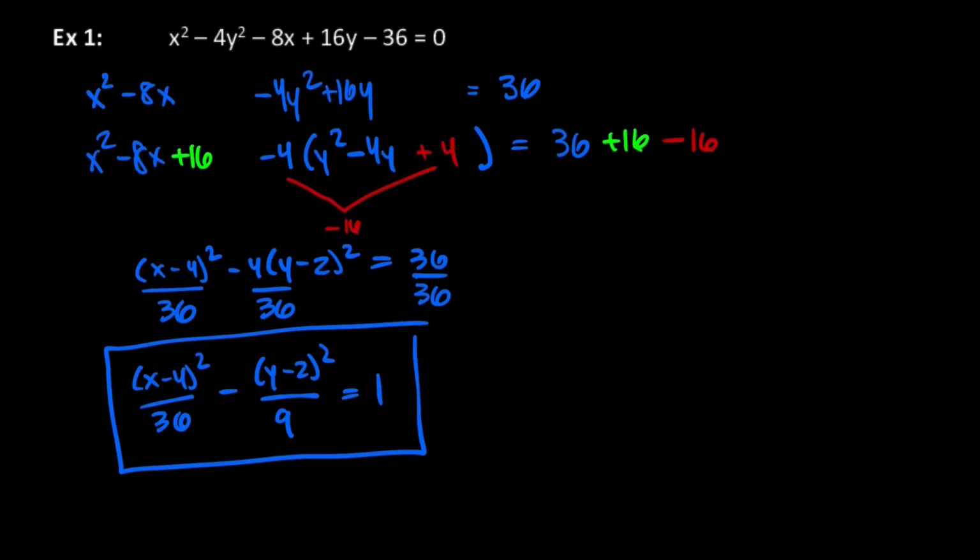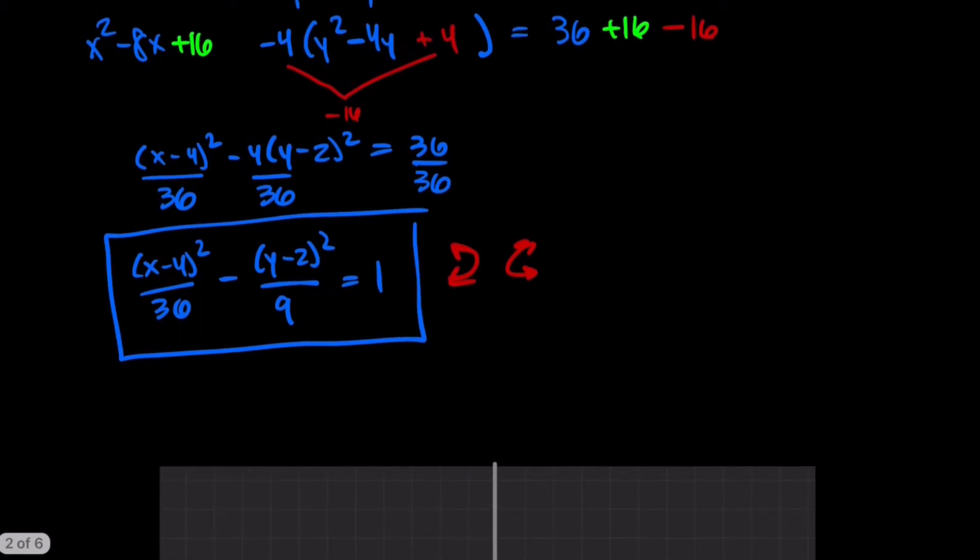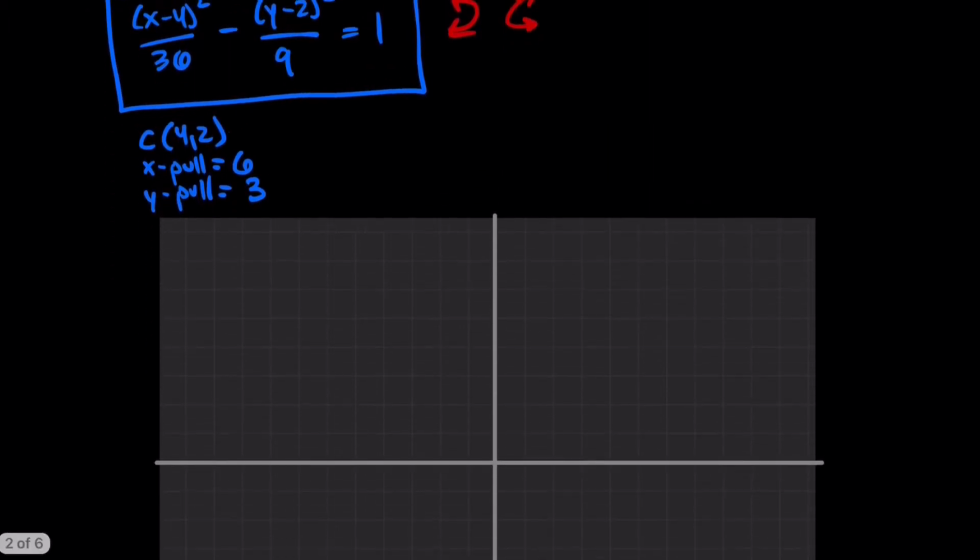Okay, what I like to do now is recognize, x squared is positive, so it's a left-right hyperbola. And I make a quick little thumbnail sketch so I know that my hyperbola on the grid will look like that. And then I go ahead and quickly get the 3 pieces of information we always get. Center, x pole, y pole. So my center is going to be 4, 2. X pole is the square root of 36, or 6. Y pole is the square root of 9, or 3. And that's more than enough information to graph this hyperbola.